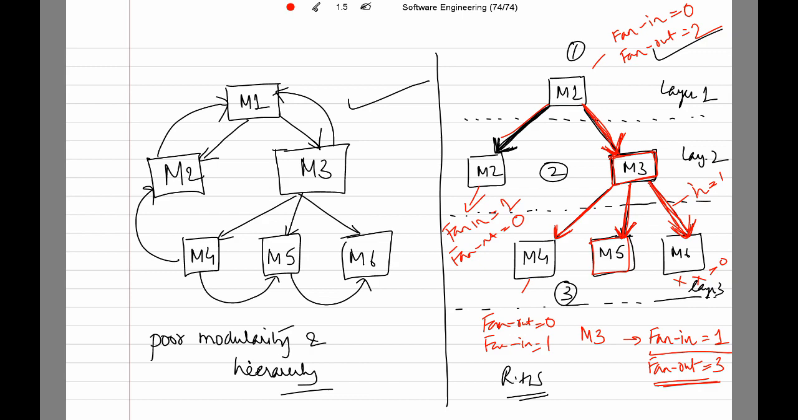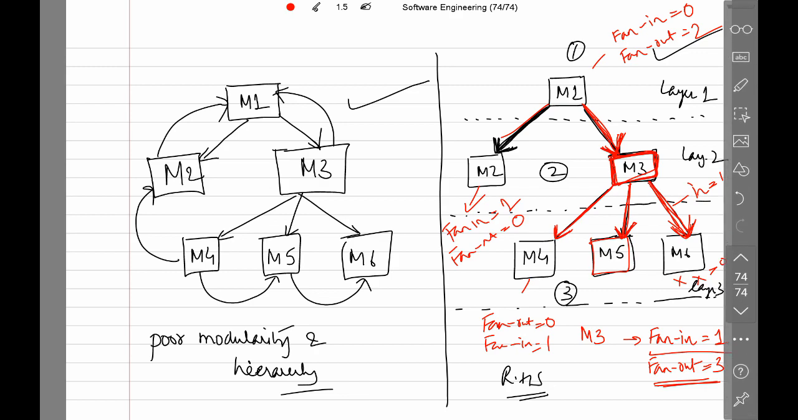Now basically what happens is, when you have low fan out, it means, for example, M2 doesn't have any fan out, M4 doesn't have any fan out, right? So high fan in indicates code reuse. Sorry, I said fan out by mistake. High fan in will represent code reuse. So if you have M3, how many fan in does it have? 1. All these modules have 1 fan in.